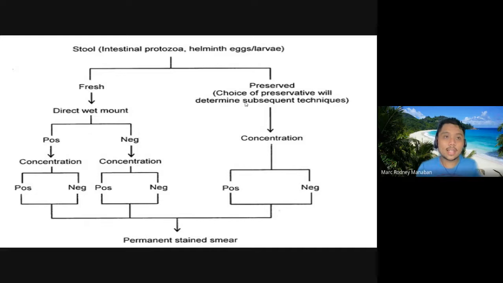So you can see that in your concentration techniques, di ba? Kay para mas ma-concentrate pag yun. So for concentration techniques, either positive or negative, you still subject it to permanent stain smears. Because again, it could be na you cannot see any more protozoan cysts or trophozoites in concentration techniques. So mawala siya sa concentration techniques. Now what if the patient is suffering from a protozoan infection? So you need to perform the permanent stain smear to confirm the diagnosis of intestinal protozoan infections.